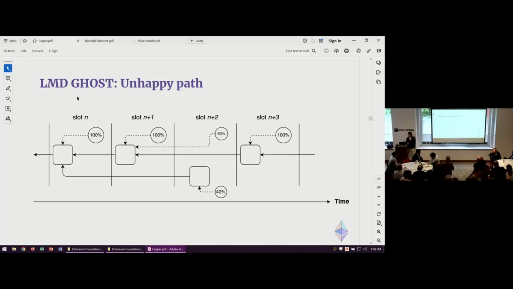So LMD GHOST, long story short, it's basically very simple. You walk down a block tree. Whenever there's a conflict, you don't know whether you should walk left or right because they're conflicting. You're going to walk down the path where most people have voted. And the LMD part just means you're going to look at only the latest messages of all the validators. But essentially, just walk down the block tree where most people have voted, and you'll end up with the tip of the chain eventually.